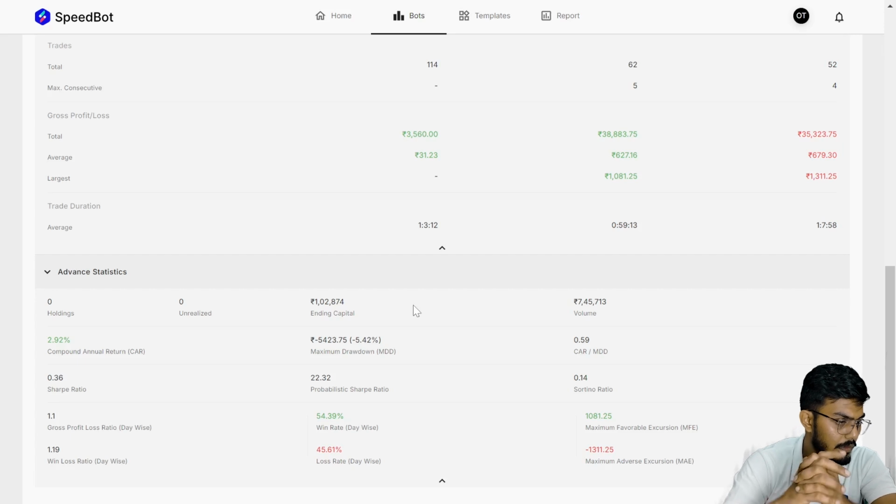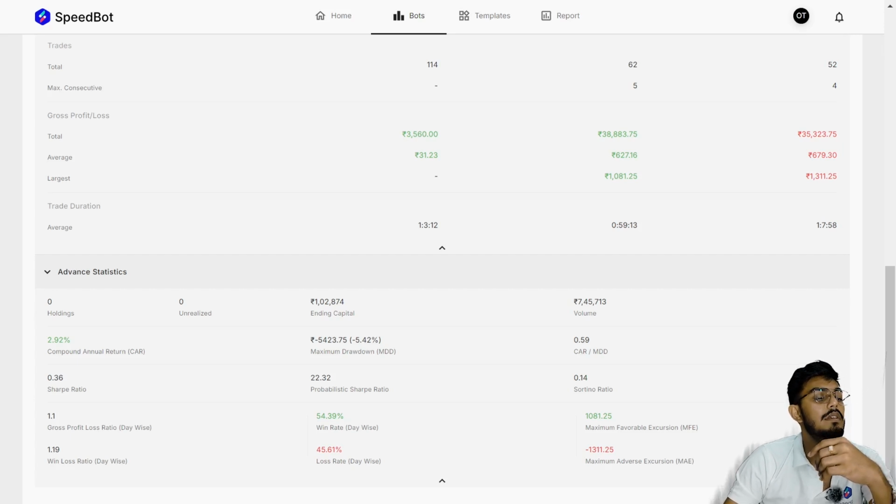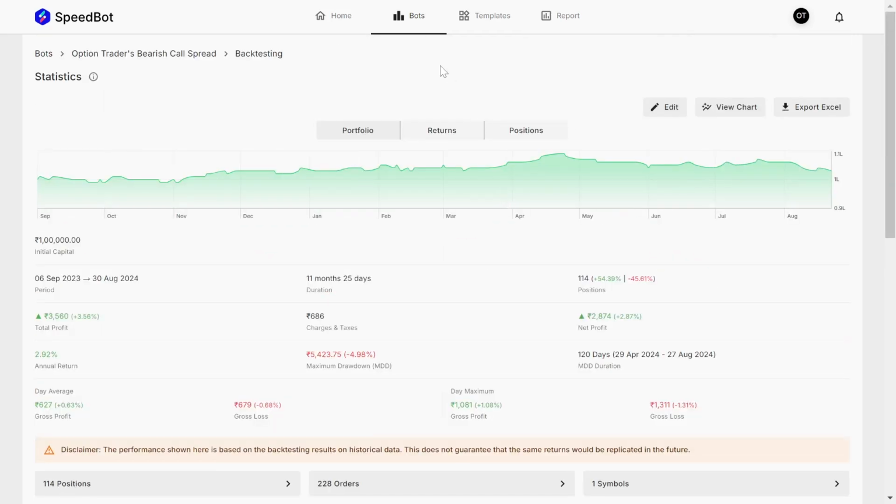So let's move on to the next question. I have a strategy in options and I want to create it in algo. How is it possible? This is a question asked by Meet. Okay, so he's not able to build his option bot on SpeedBot.